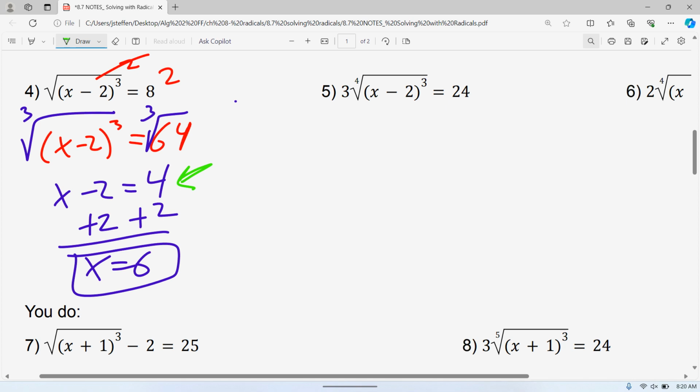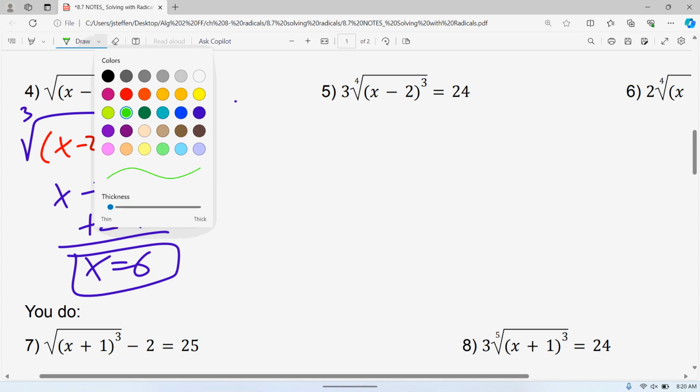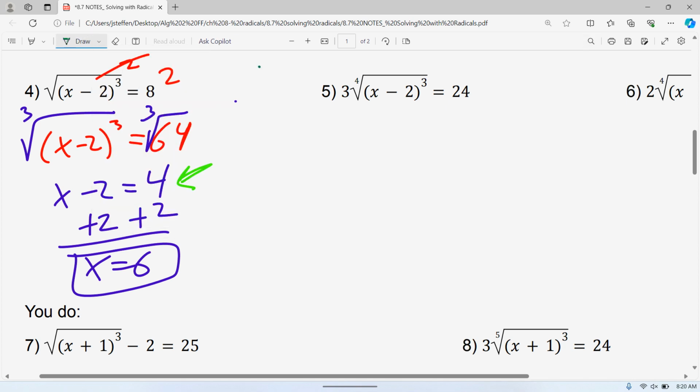Now, again, that's confusing. I get that's not easy, but we're doing that over and over and over again today. We're going to add a little bit of extra in the next section. One, get the radical.